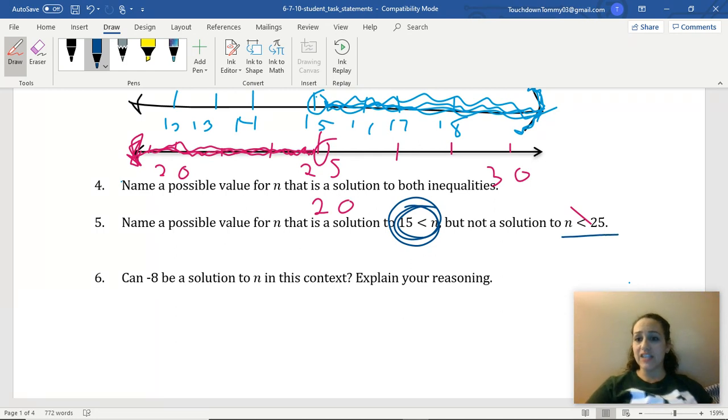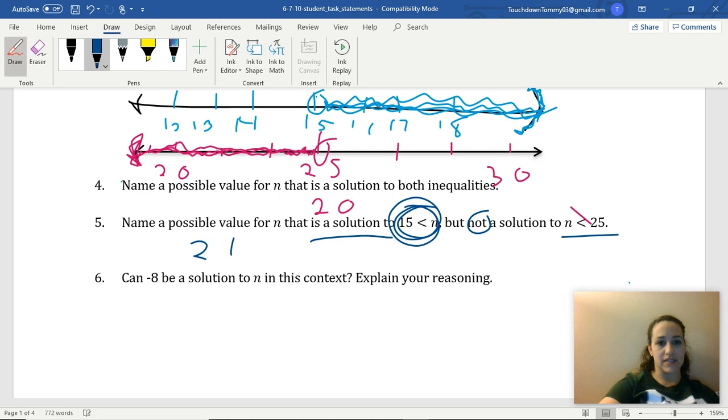But based on this one, it can't go over 25. So to do a solution that is this, but is not this, we would need a number over 25. So we could say 26, or we could even say 100. Sure, that works.